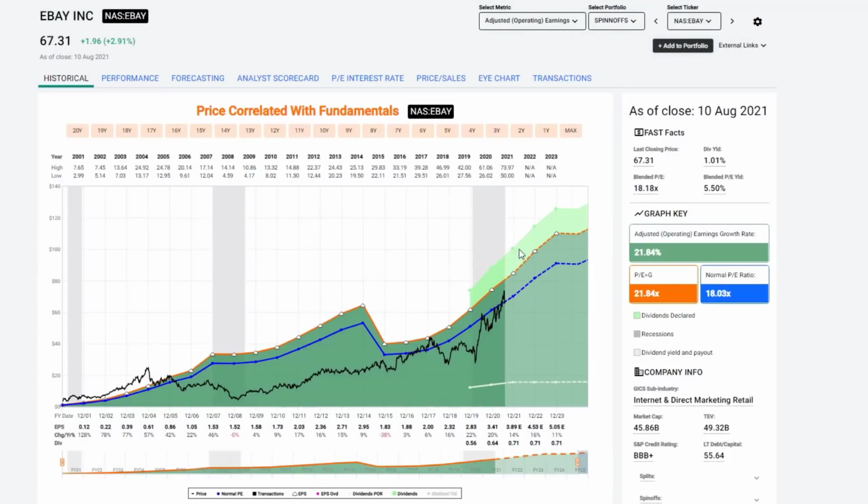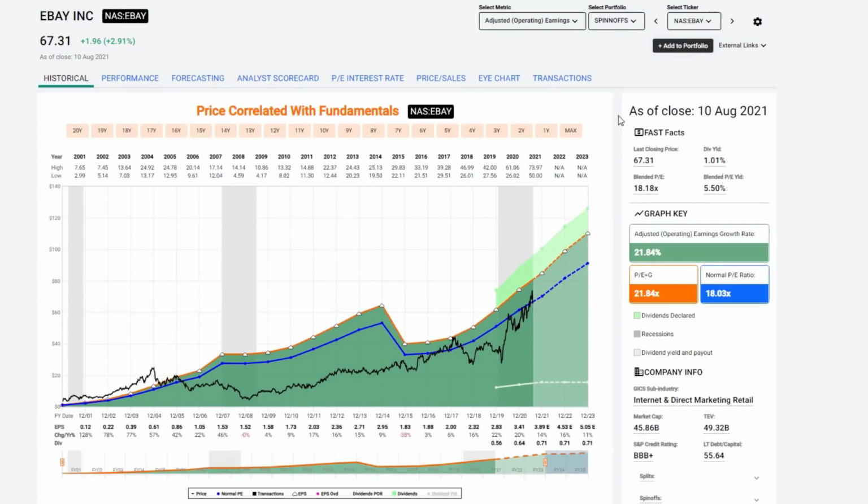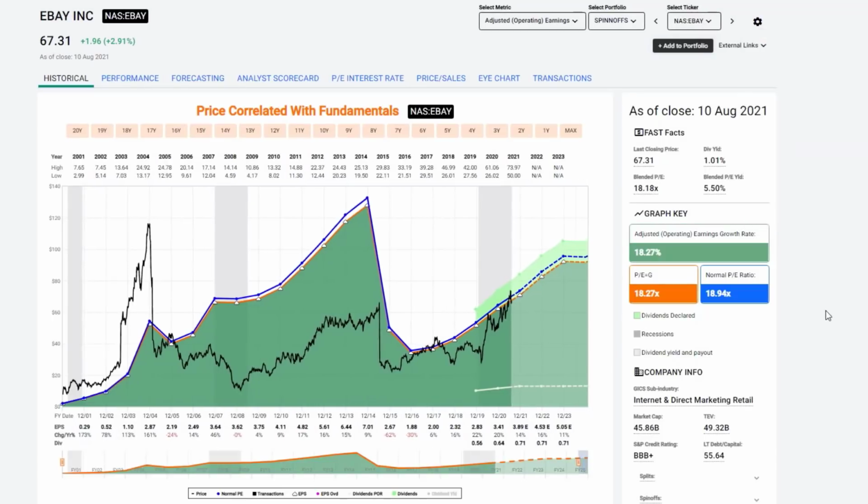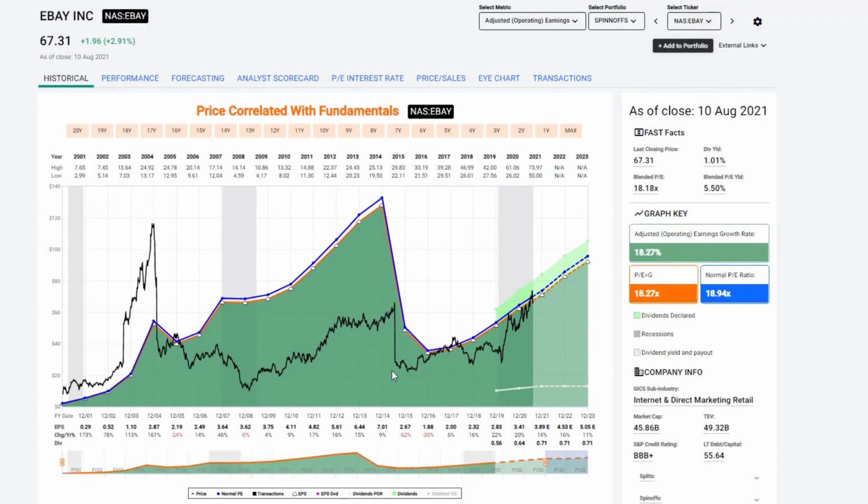eBay would be another example where you look at it here with adjusted numbers before they spun off PayPal, and then you do unadjusted numbers, which actually now will reflect the PayPal spinoff, and you see that here. This dropping line here is not really a price drop, it's a reset, if you will.